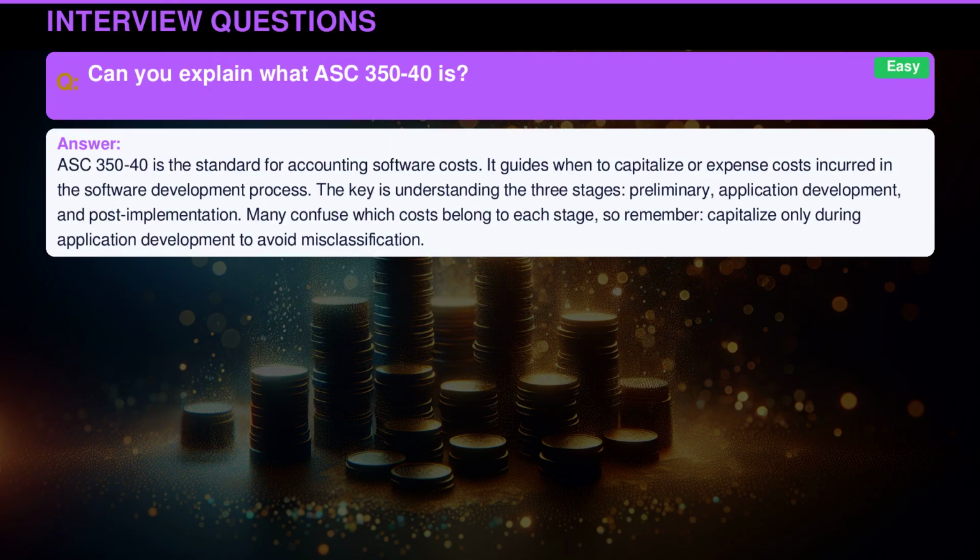ASC 350-40 is the standard for accounting software costs. It guides when to capitalize or expense costs incurred in the software development process. The key is understanding the 3 stages: preliminary, application development, and post-implementation. Many confuse which costs belong to each stage, so remember, capitalize only during application development to avoid misclassification.